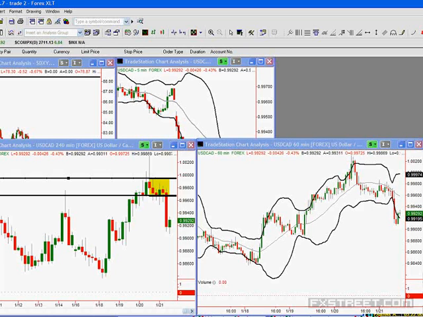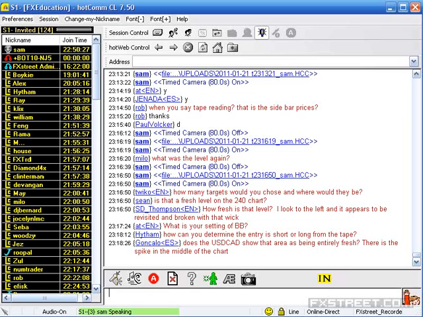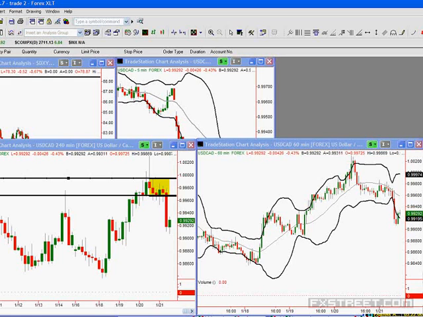Etham, again, the candles are the tape, right? The candles are just a colorful form of the tape. All right. One of the most important things, someone's asking about fresh, right? That's the important thing. Make sure it's a fresh level.